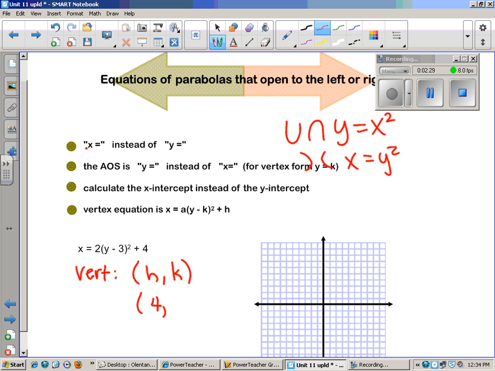And what's k? 3. Because remember, it's y minus k, so it'd be positive 3. So my axis of symmetry is going to be y equals, and what's y going to equal? 3, good. Not 4, but 3. So I'm going to put in my axis of symmetry at 3.